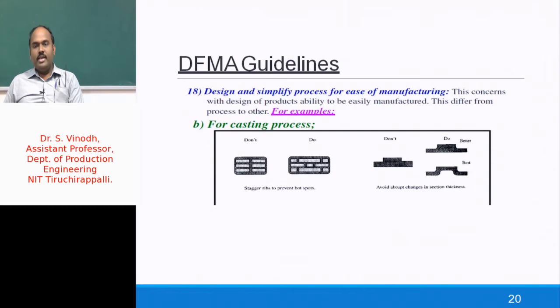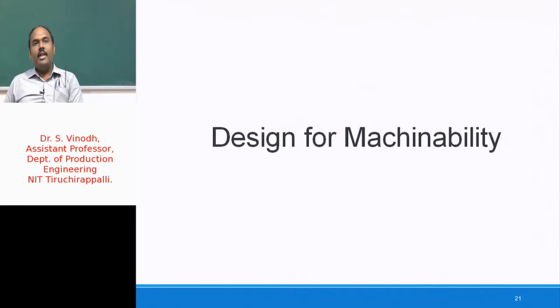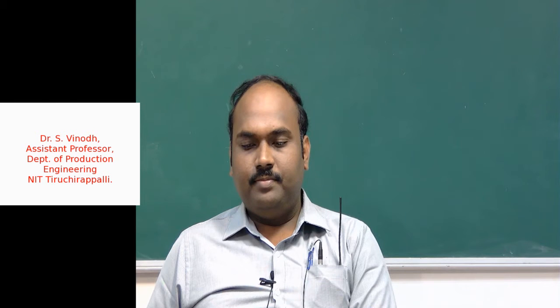So now we could see certain guidelines for the casting process, where the abrupt cross section changes in the cross sections are being avoided. Also, the wall thickness needs to be maintained uniform from the casting viewpoint. Next, we will go through certain design guidelines for machinability.